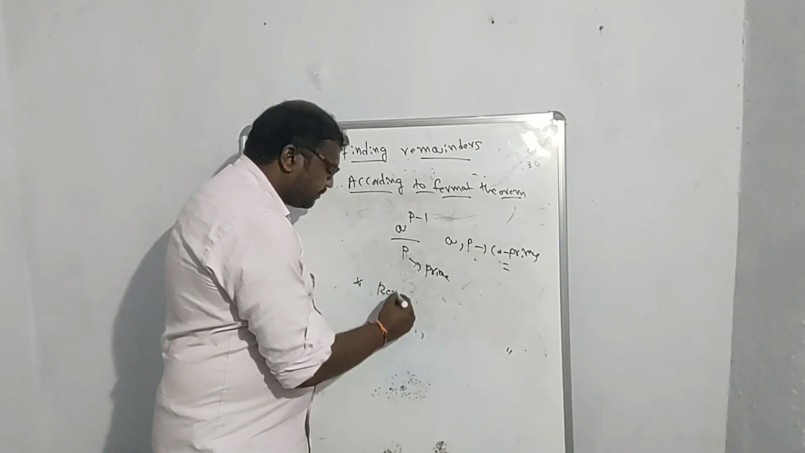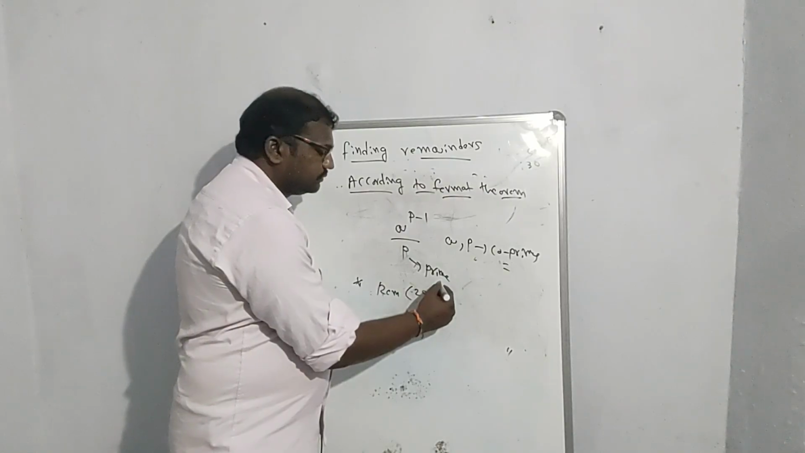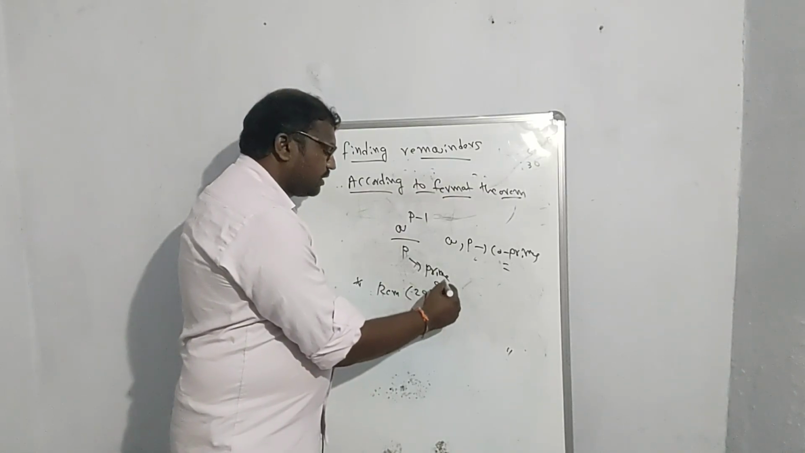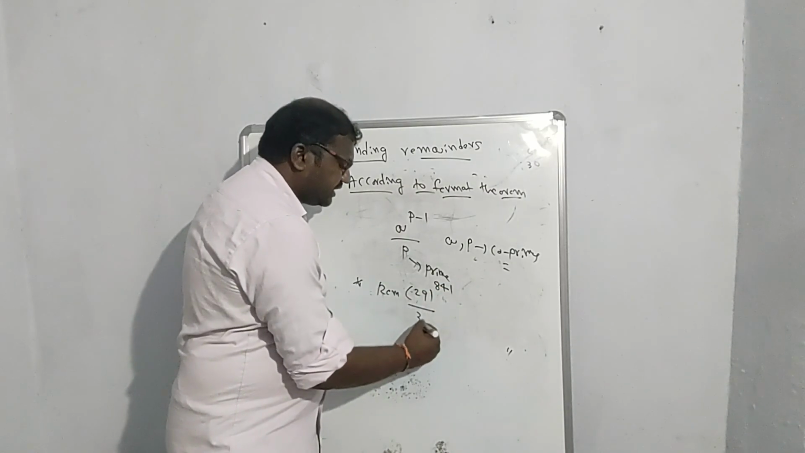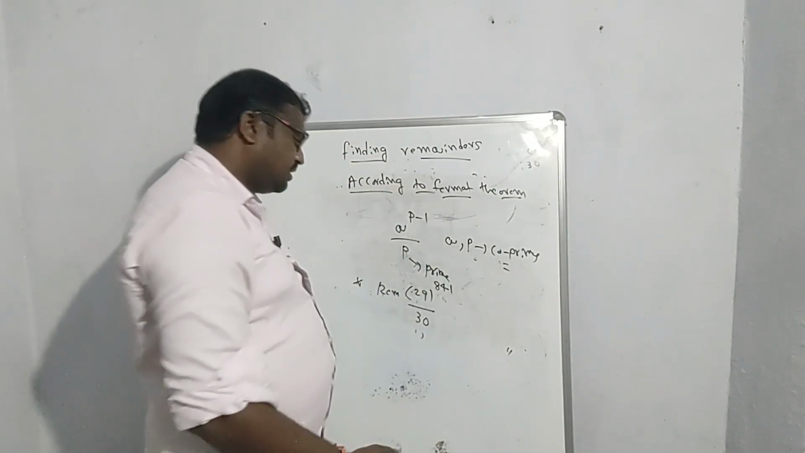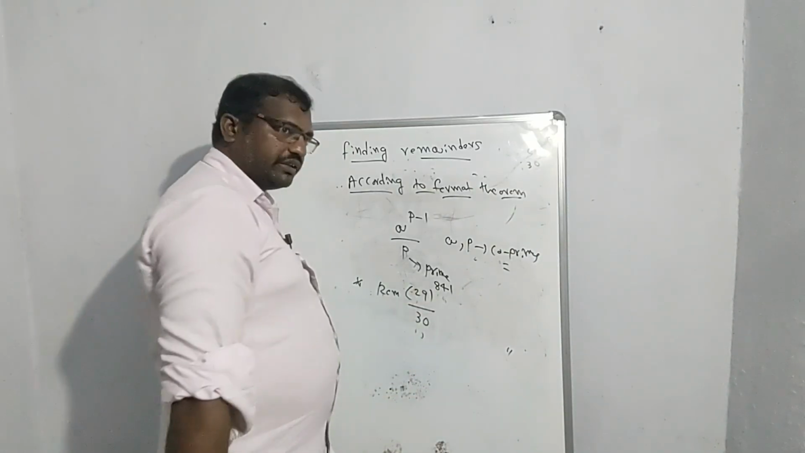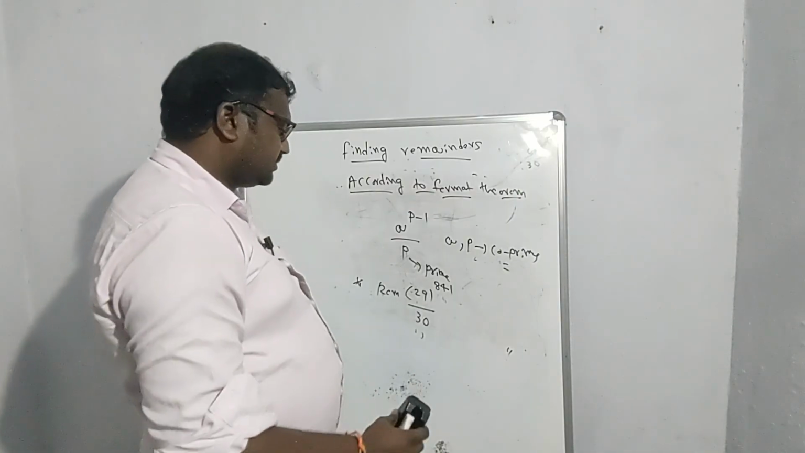So remainder of 29 power 841 divided by 30. What will you do? 30 is not a prime number, so at that time we cannot apply the theorem. That is not a prime number.